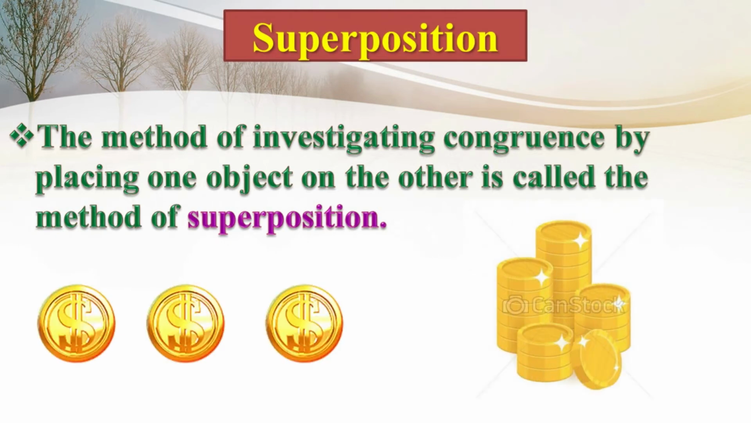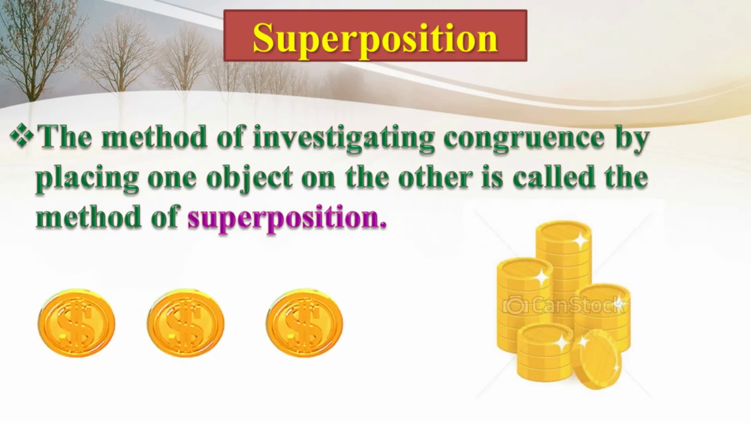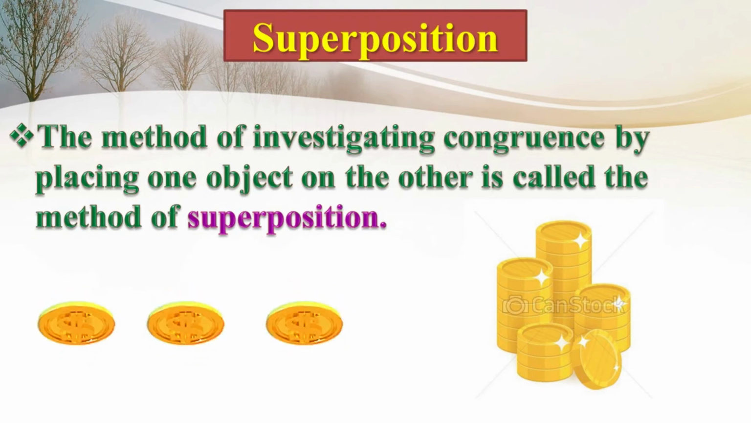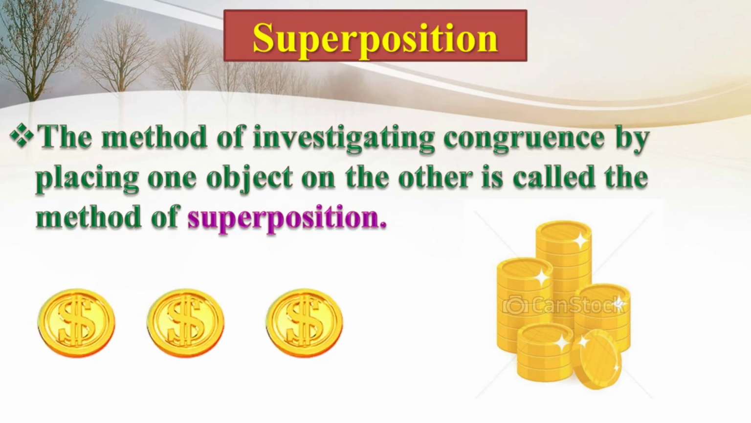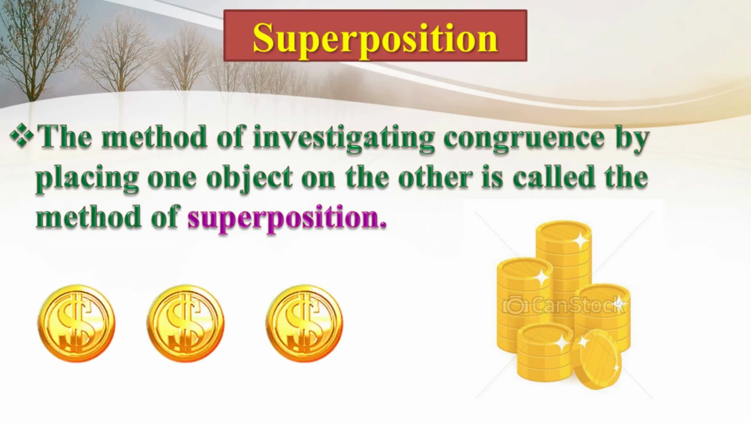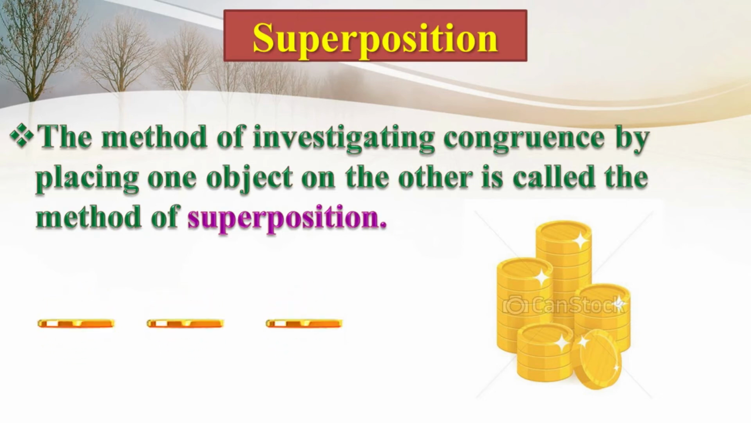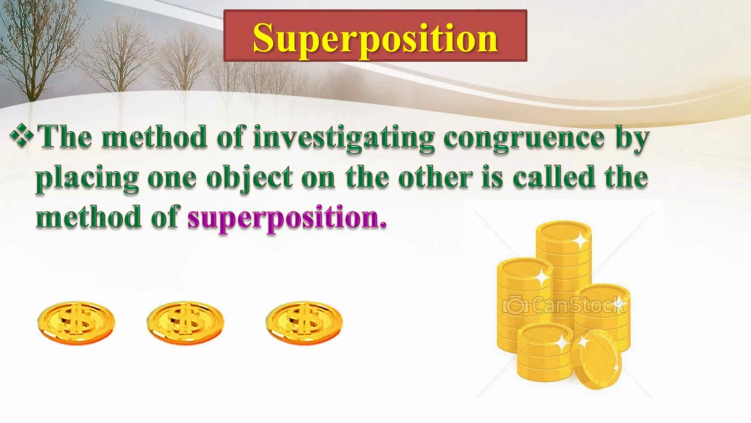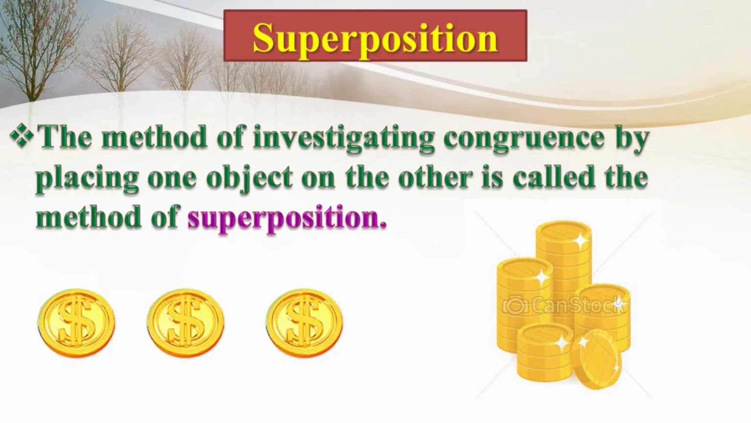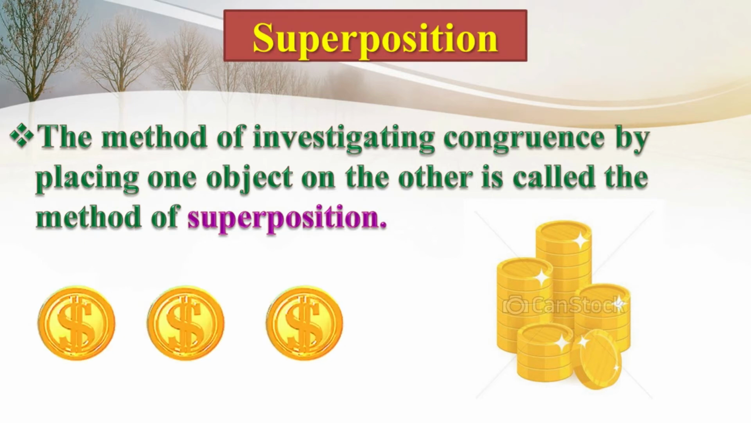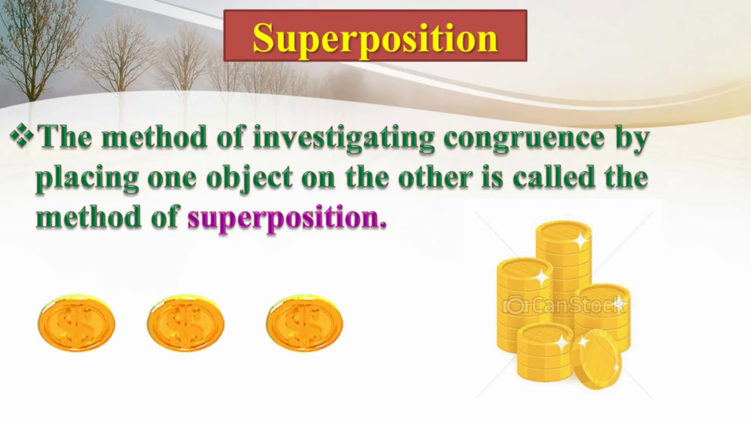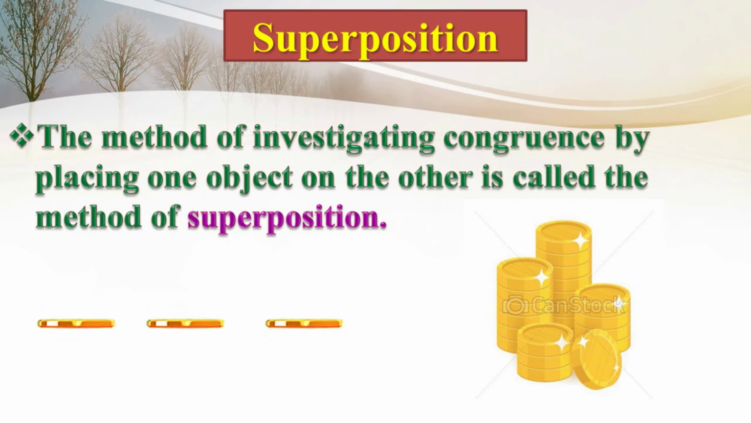Let us see. By arranging the coins likewise, which is given in the figure, they will match each other exactly in shape and size. Their edges will coincide exactly. This method is called superposition. This is used to investigate whether the given figures are concurrent or not.